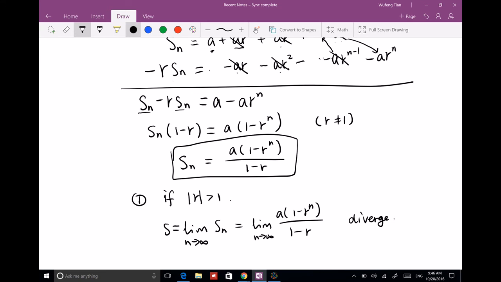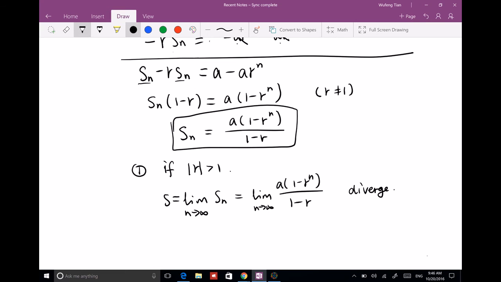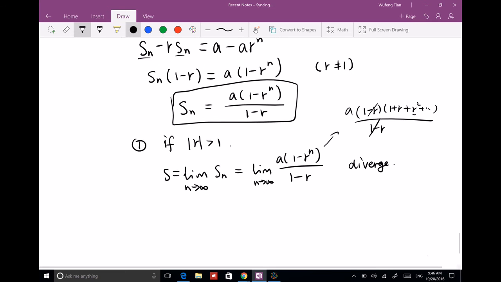You can also factor the top. You know that, I'm just giving a little bit of help. You can factor the top as 1 minus r to the n equals (1 minus r) times (1 plus r plus r squared, and so on), and it cancels with the 1 minus r. So I still have a, and since r is bigger than 1, r to the n goes to infinity, so this will diverge for sure. So if r is bigger than 1, it diverges.